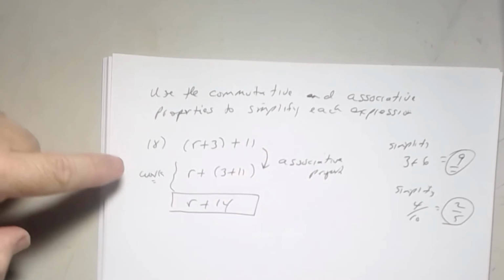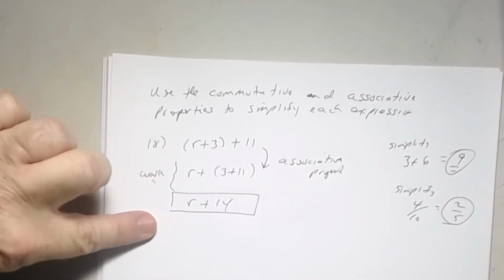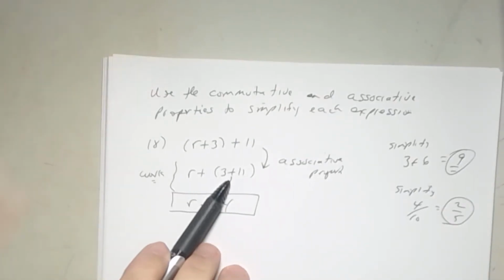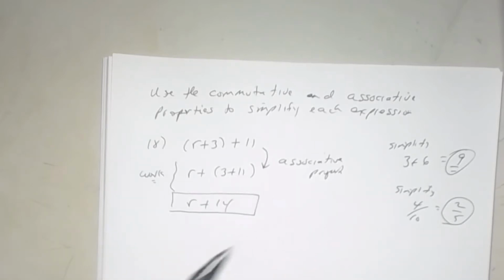So on the worksheet, just don't go from here to here to the answer here, because I need to actually see that you did use a property. And so you got to show this right here. So make a note of that. Make sure you see this. You got to show that you're using, in this case, what property? The associative property.